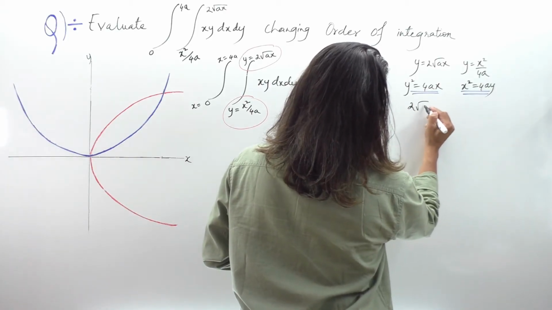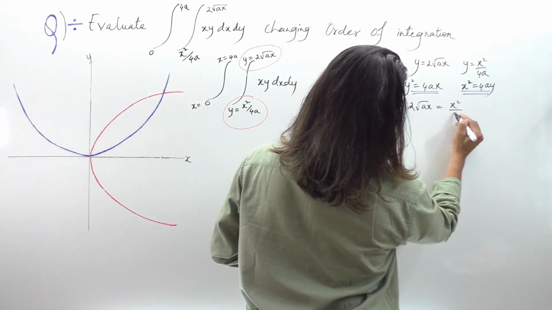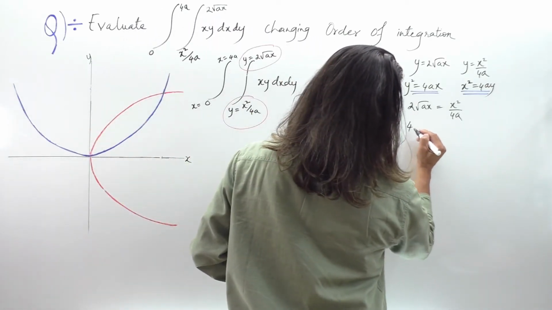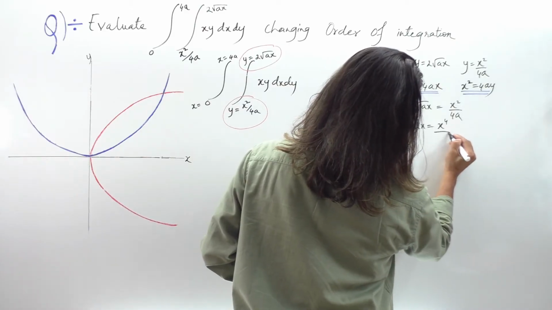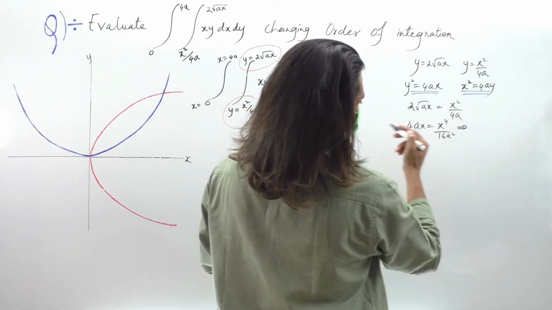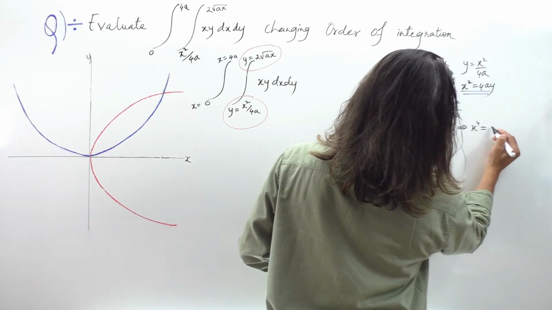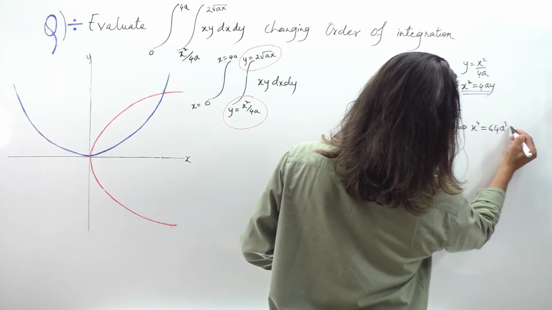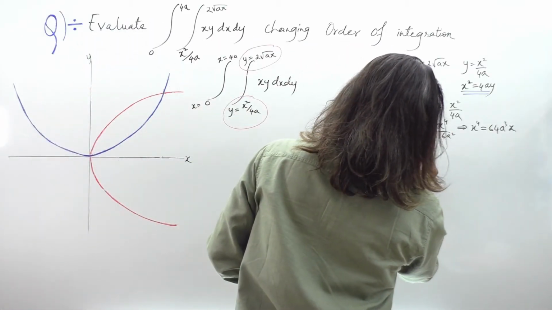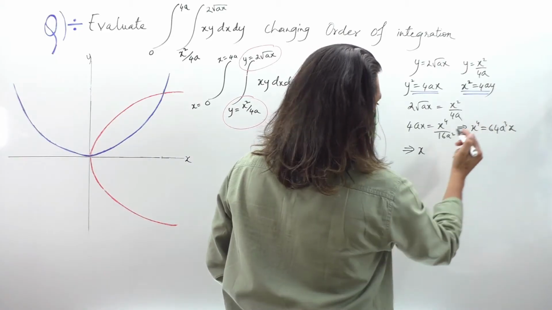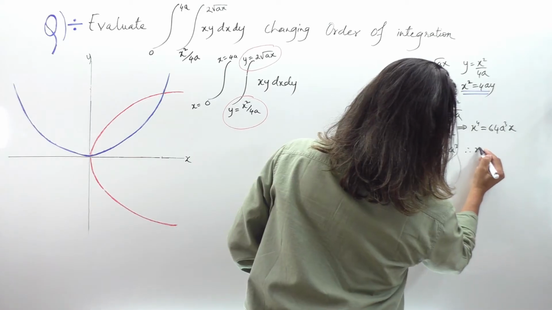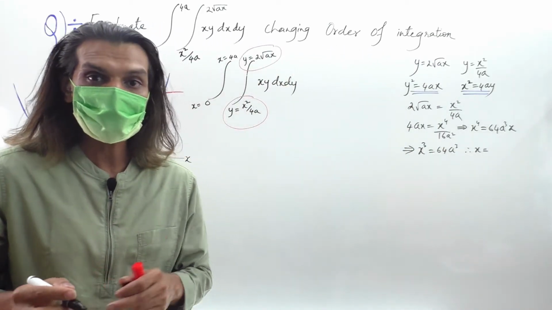It means 2 root ax is equal to x square by 4a. I remove the root. So what to do? Square it. We have 4ax is equal to x raised to 4 by 16a square. That implies, take it this side, x raised to 4 is equal to 64a cube x, right? 64a cube x. That implies x raised to 4, x cancels, x cube is equal to 64a cube. Therefore, what is x? x cube is equal to 64a cube, so x is equal to 4a.